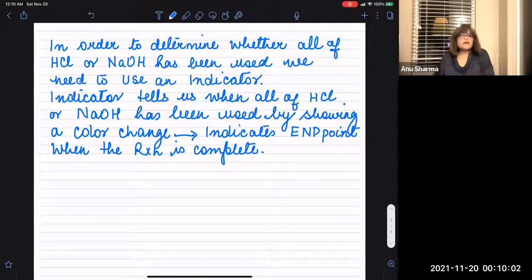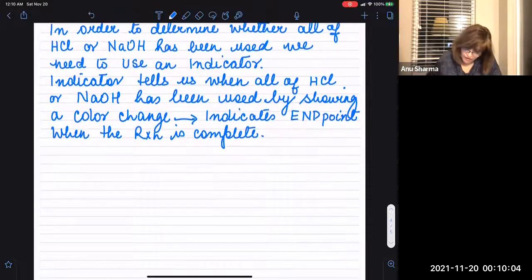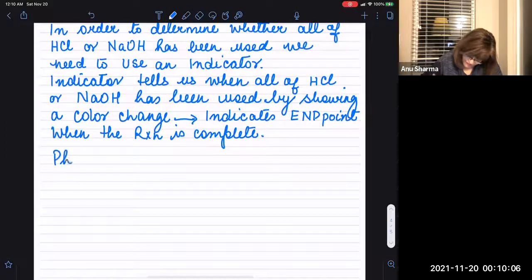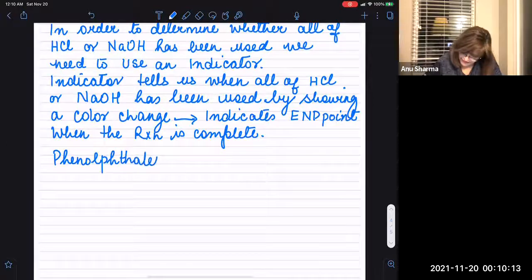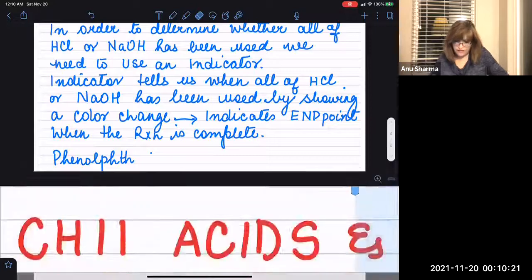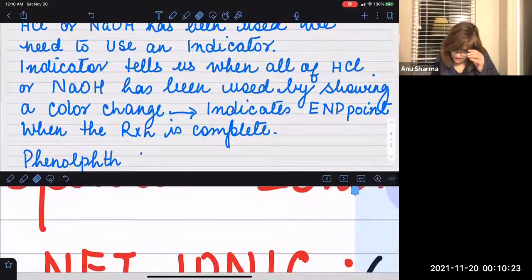Okay, simple. Now, phenolphthalein, phenol... Okay, I don't know what the spelling was. Let me see if it is LIEN or LEIN.